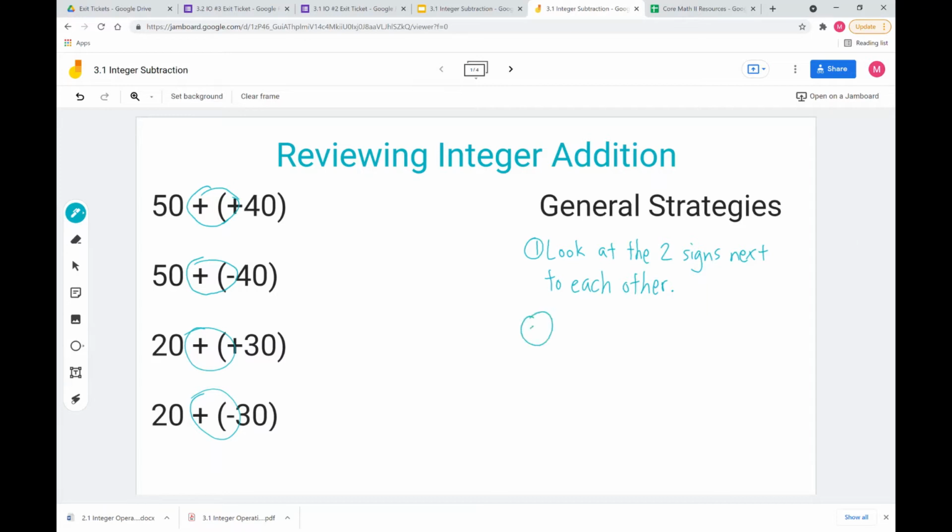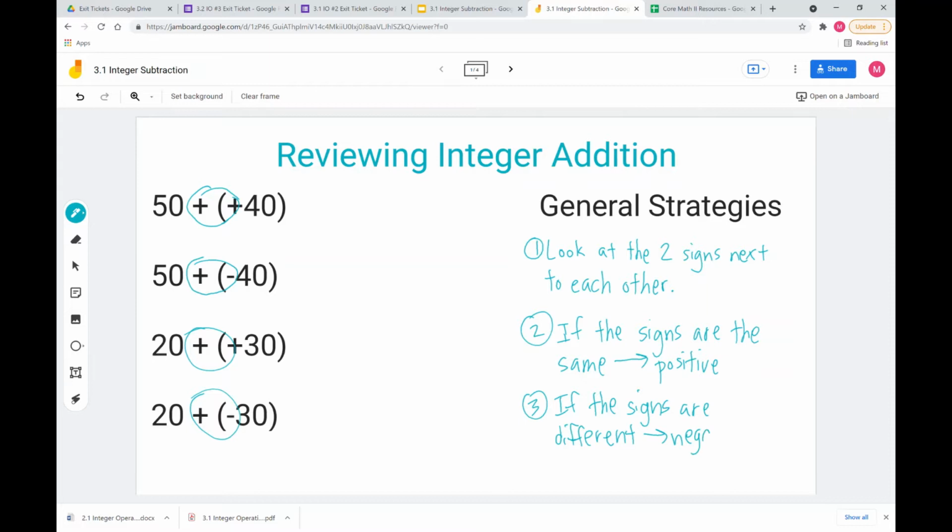After you look at the two signs next to each other, if the signs are the same, then the final sign will be positive. If the signs are different, then the final sign will be negative. So let's put that into practice.